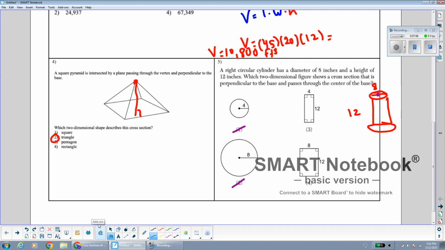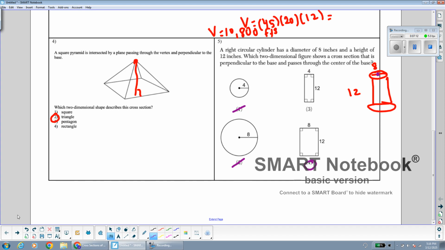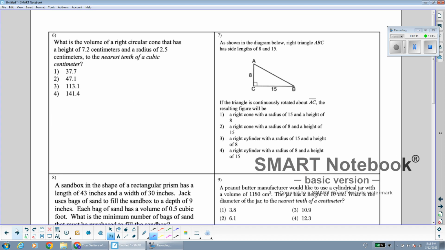We're not talking about rotating it to become a cylinder. We're talking about slicing it and getting the cross section. So that's the misconception there for that one.